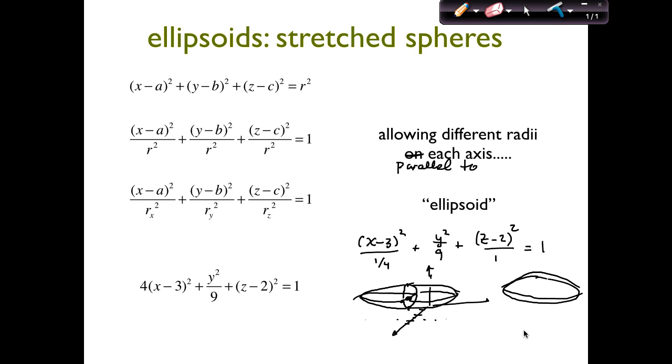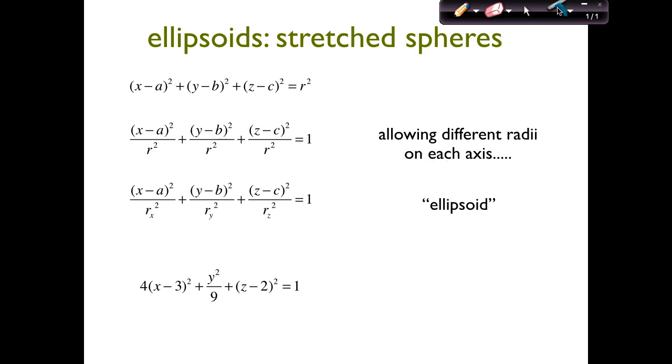Okay, questions on that? So a sphere is a special case of an ellipsoid where all the radii are the same. Or an ellipsoid is when you smush or stretch a sphere. Okay, so that's easy. So now we've got another surface added to our repertoire, and that's ellipsoids.